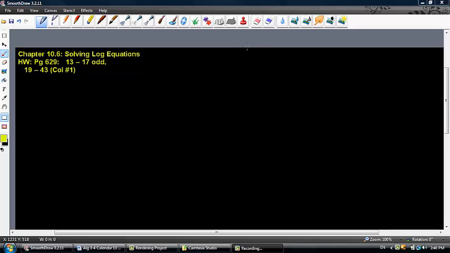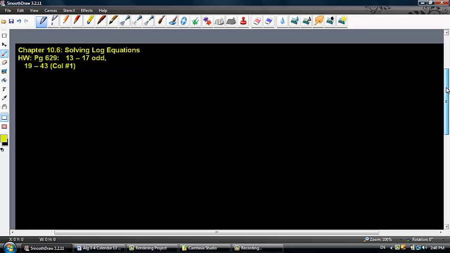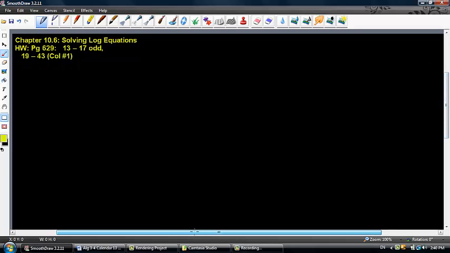Chapter 10.6 deals with solving exponential equations. And so today we're going to learn how to use logarithm, or in this case natural logarithm, as an operation in solving an equation.